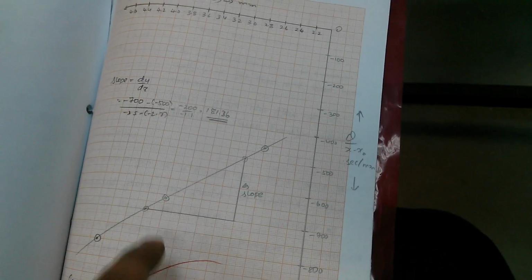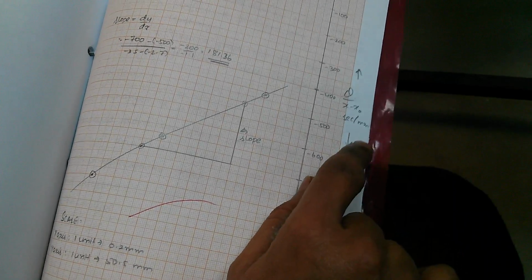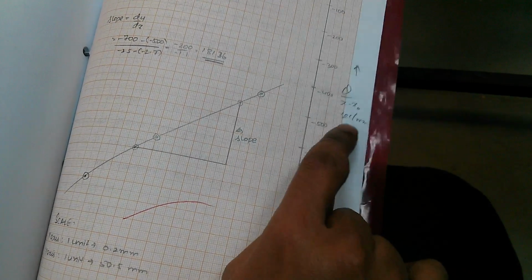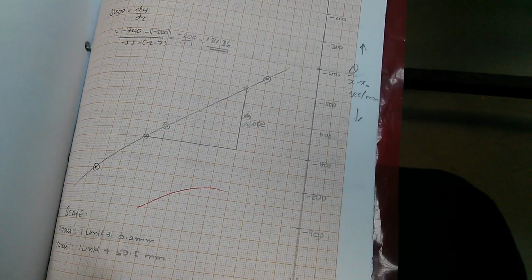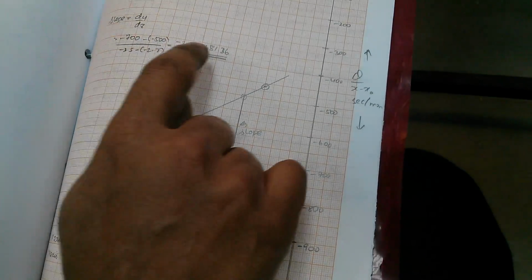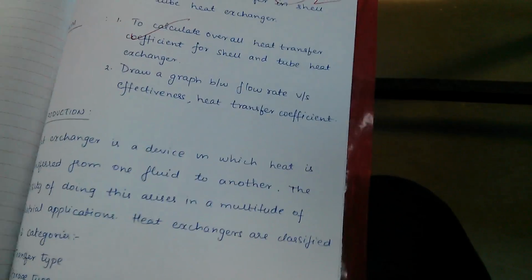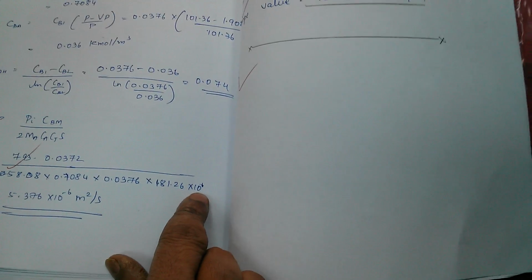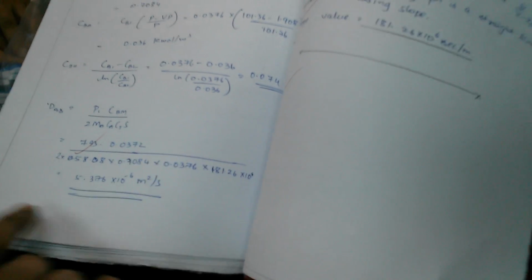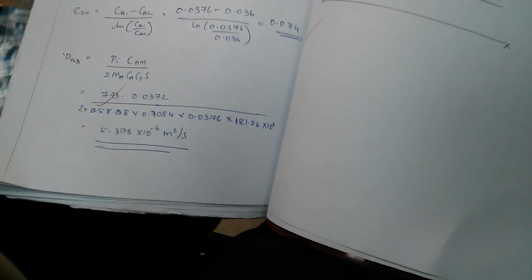Remember that whatever slope you get will be in units of seconds per millimeter square. You need to convert it into seconds per meter square by multiplying by 10 power 6. When you substitute the slope in this equation, ensure that you multiply by 10 power 6. Then finally you will get the diffusivity in meter square per second.